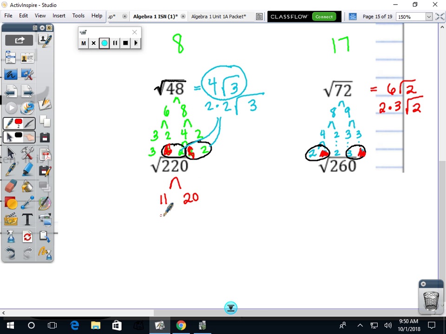you have a smaller factor tree if you can start with bigger numbers like this. If you start with 2 and 110, your factor tree is going to go longer because of that 110. So the bigger the numbers you can think of, the shorter your factor tree will be.